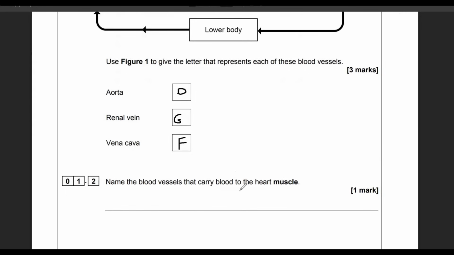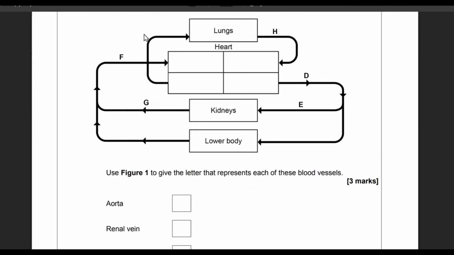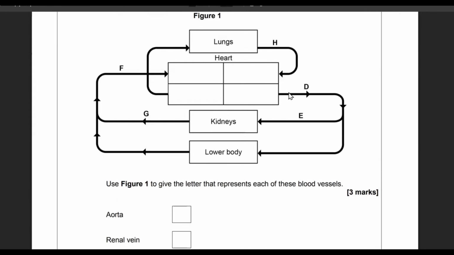1.2, name the blood vessels that carry blood to the heart muscle. So this is very specific. And what we're going on about here, let me just do a little bit of an explanation for you. As the aorta D leaves the heart very quickly, there is a little artery that splits off and goes back to feed all of the muscle walls in the right atrium ventricle and the left atria and left ventricle so that they can contract. So it's providing oxygen to the muscles.